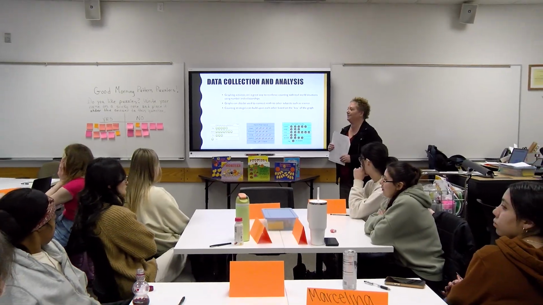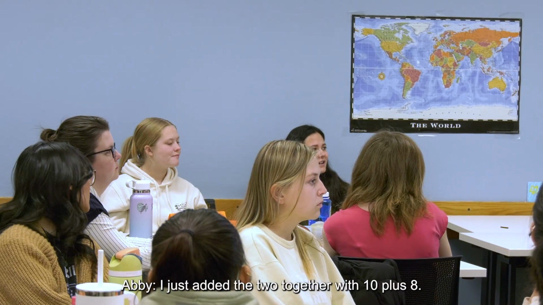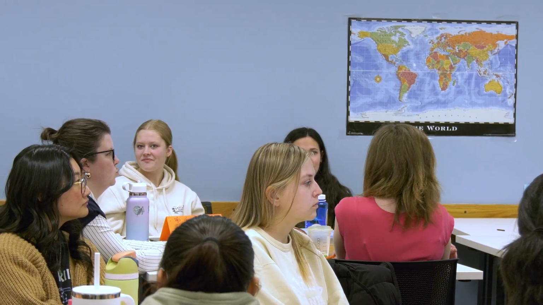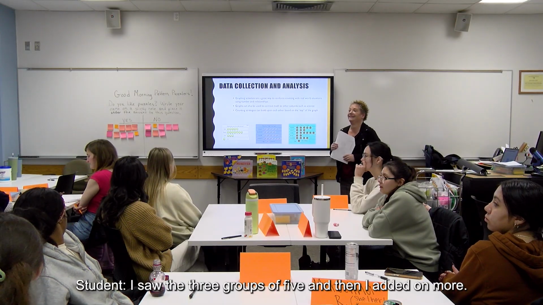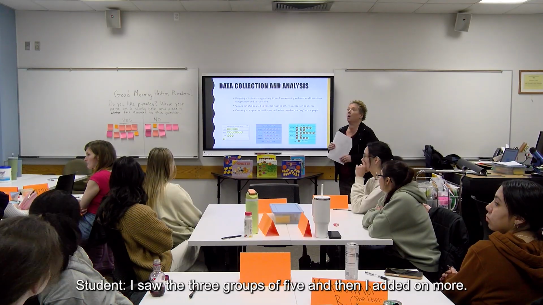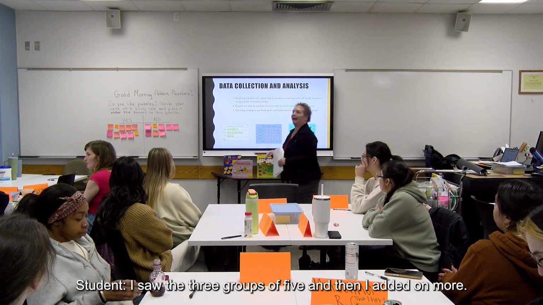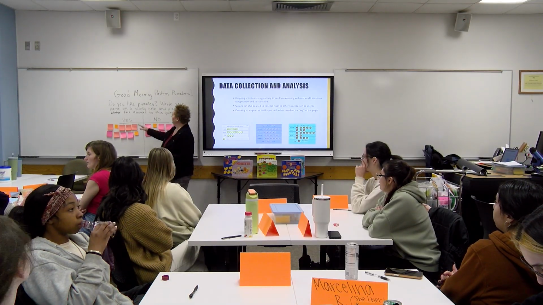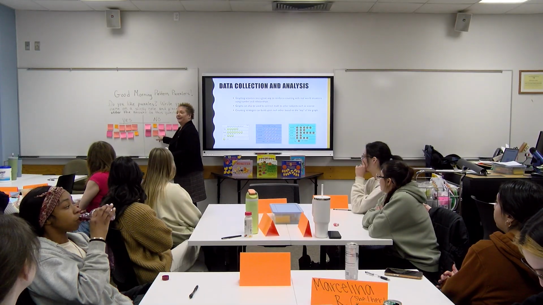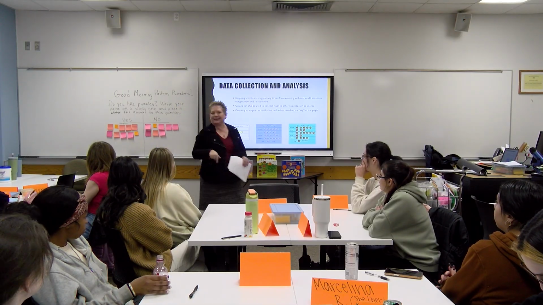Abby, how'd you get that? I just added the 2 together, 10 plus 8. Nice. Did anybody do it a different way? Oh, yeah? 3 groups of 5, and then I added on. Nice. You counted by 5. So you did 5, 10, 15, 16, 17, 18. Nice. Anybody do it a different way?